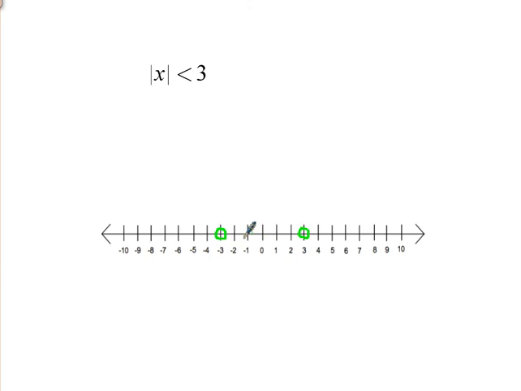Now, are we talking about places in between here, or are we talking about places on the outside? Well, because it's less than 3 away from zero, it has to be this area in between. And that's why it becomes an AND inequality. This becomes x is less than 3, but then it has to also be above negative 3. It's got to be in between these.